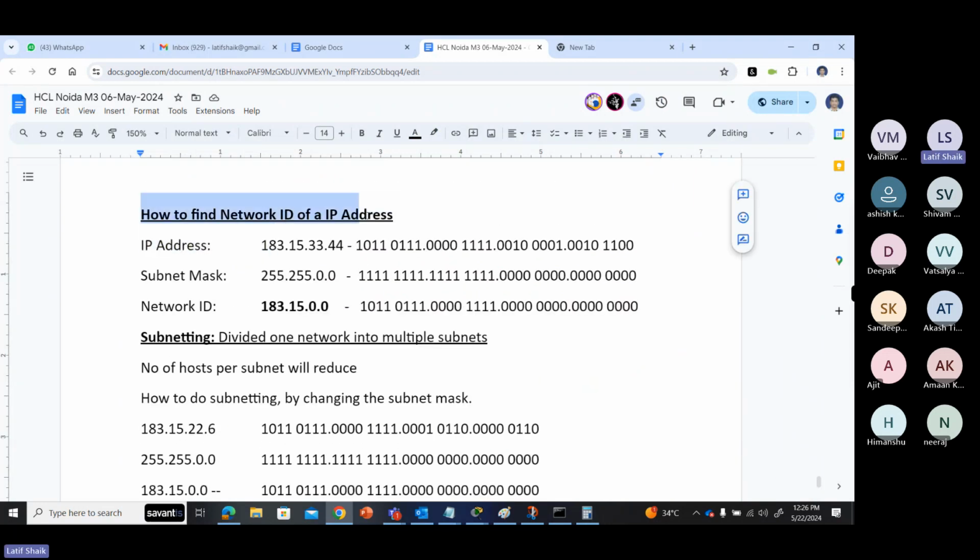That's what I've written here. So how to find a network ID? Take an IP address and its subnet mask, convert both into binary, and do the AND operation between the bits, this one to this one, like that. The final output is nothing but your network ID.